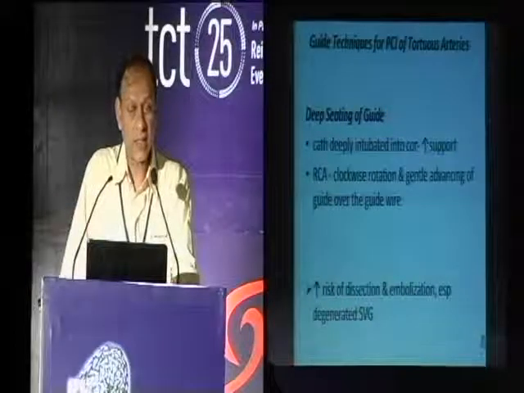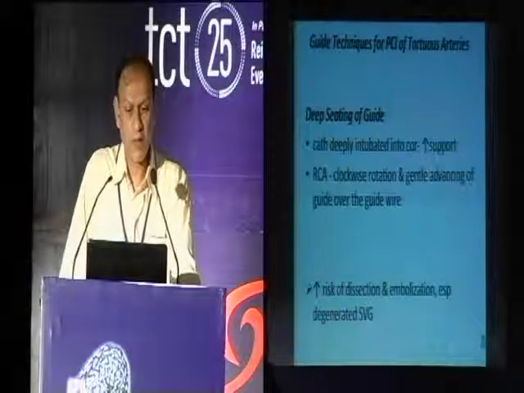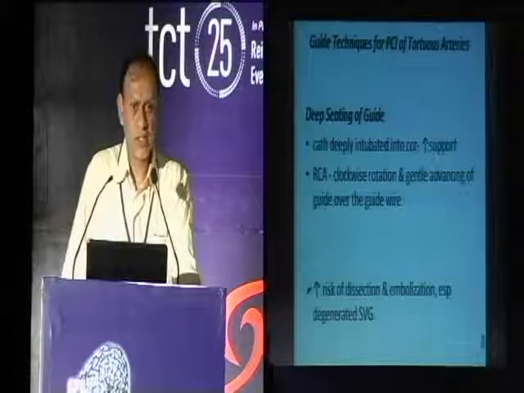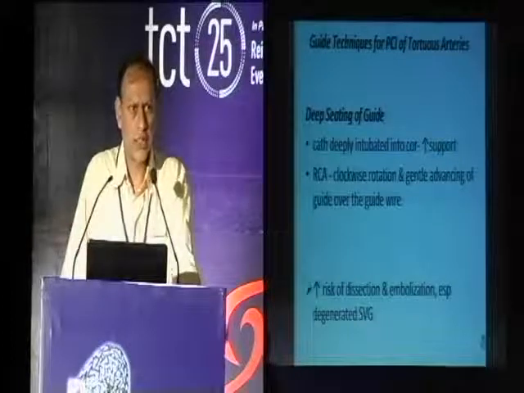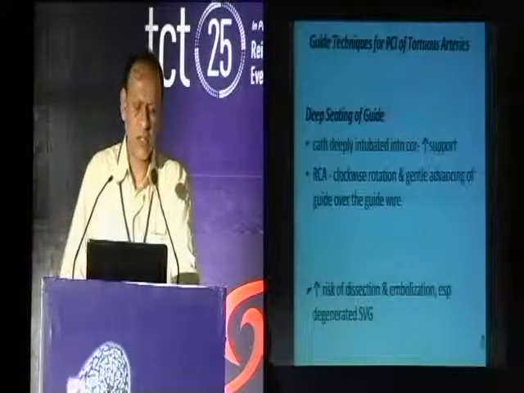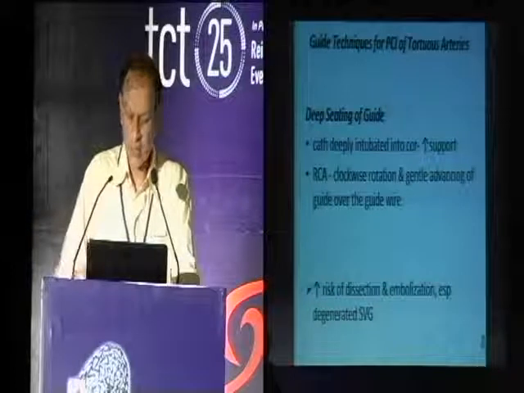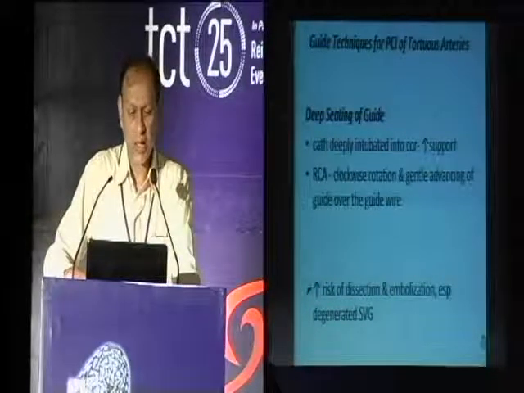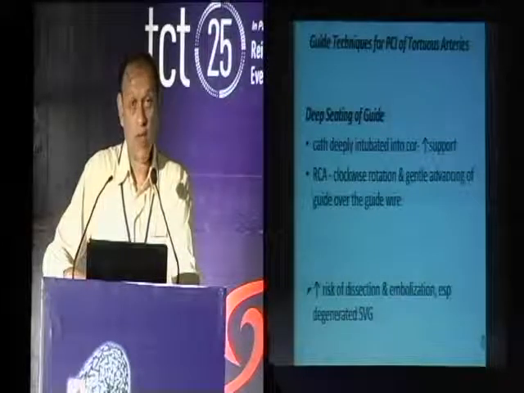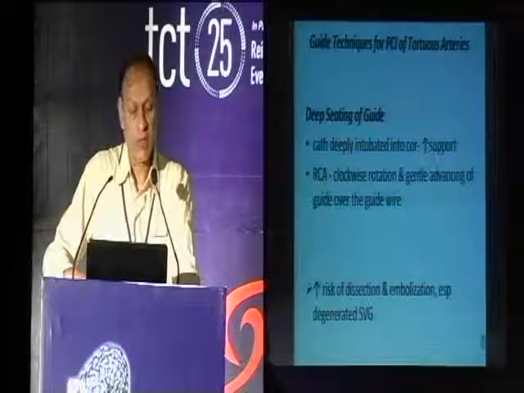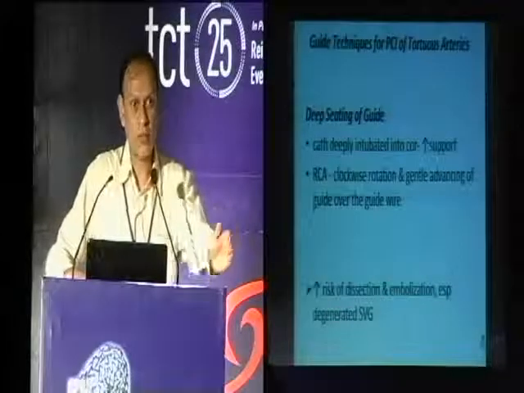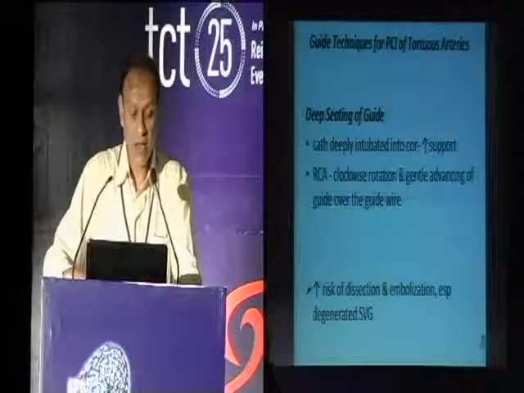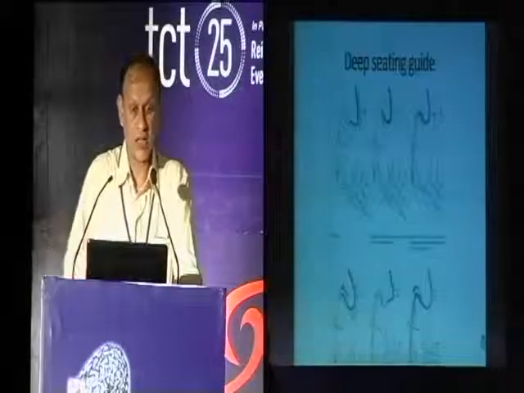Certain guiding techniques for doing a PCI of tortuous arteries: you need to deep seat your guiding catheter. In fact, what you're going to do is become coaxial, go to RAO 30-degree angle, see that the catheter is coaxial, and then come back to an LAO view and start doing a slight clockwise rotation and push the guiding catheter deeper in, over the guide wire or the shaft of the balloon, wherein the guiding catheter can be pushed almost up to the mid-RCA or distal RCA sometimes. Of course, we stand the risk of having a dissection or embolization, especially in a degenerated saphenous vein graft.